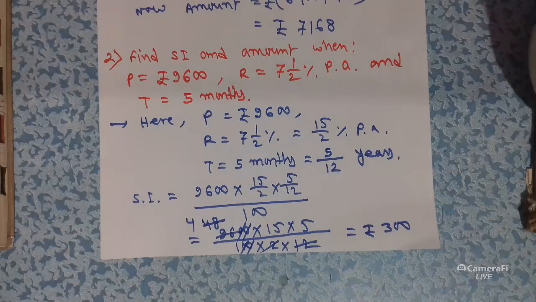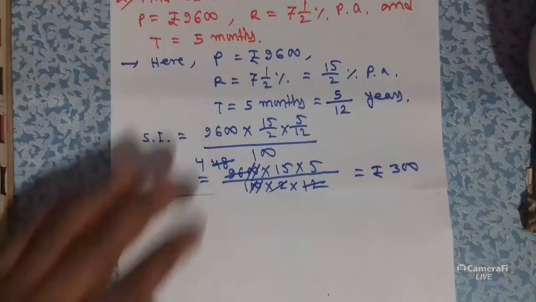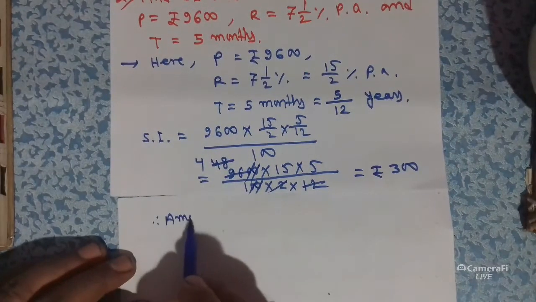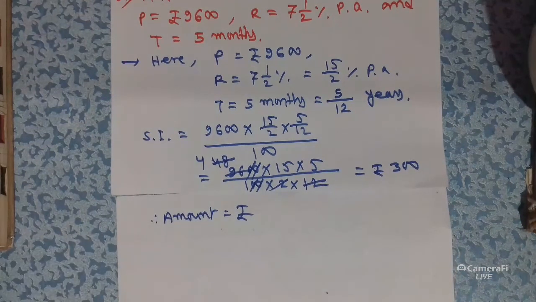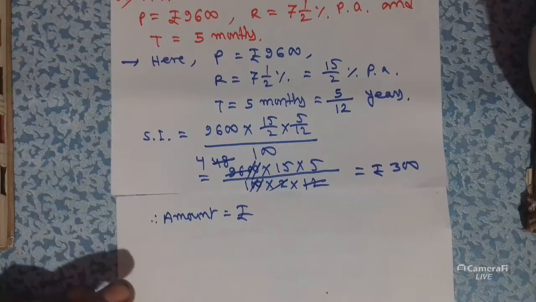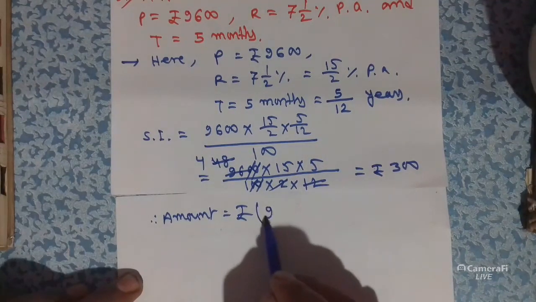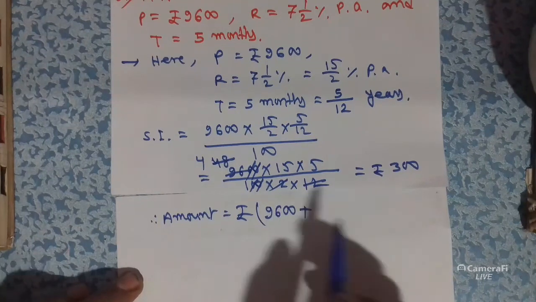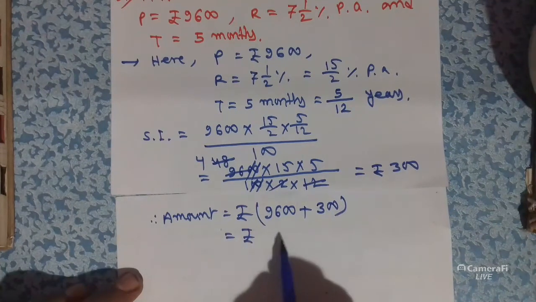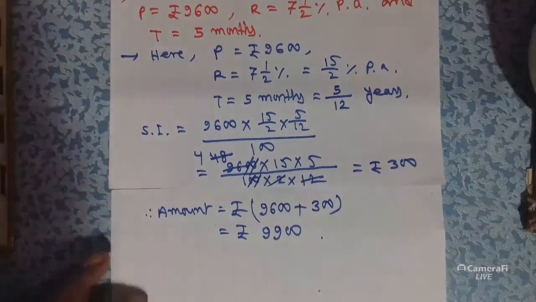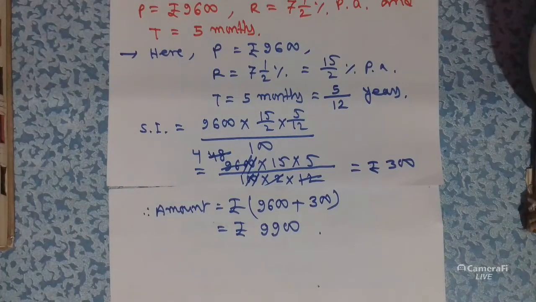Now we have to find the amount. Therefore amount is equal to principal plus interest. So here principal is 9600 and interest is 300. So amount is equal to rupees 9900. Now after this you have to write the answer, that simple interest is rupees 300 and amount is rupees 9900. I hope you understood, students.